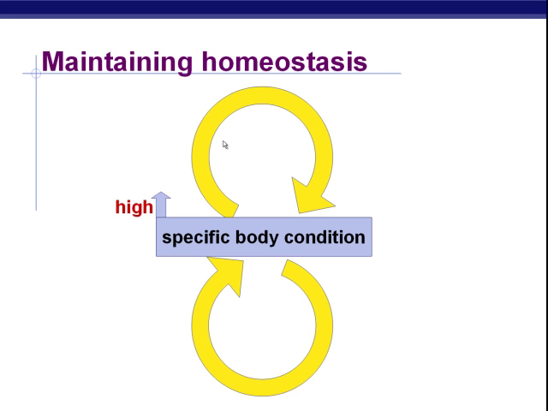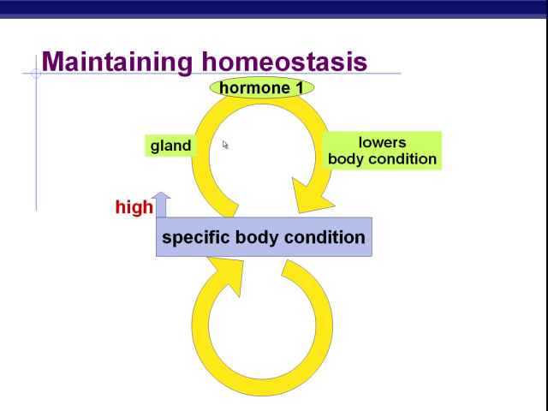If we have a specific body condition, whatever that may be, that is getting too high, imagine some situation, maybe you have too much of a particular chemical in your blood. That situation would stimulate some gland, which would then secrete some hormone, which would then act to lower the body condition. But what if the body condition that is of concern gets too low?